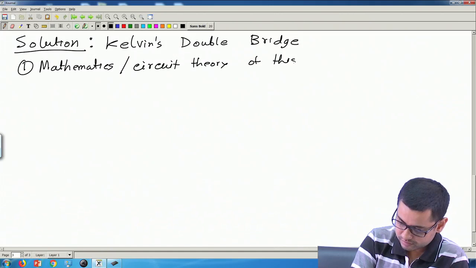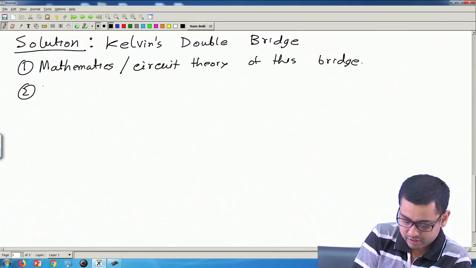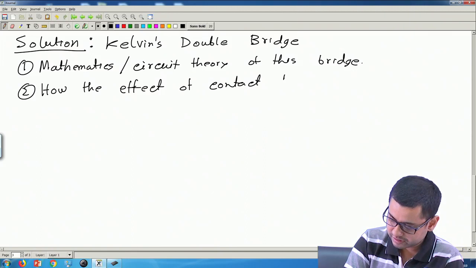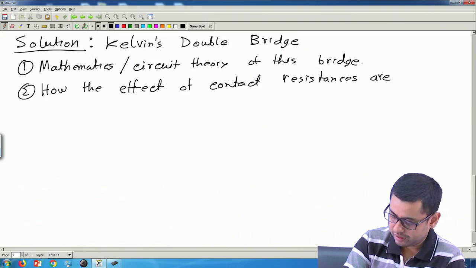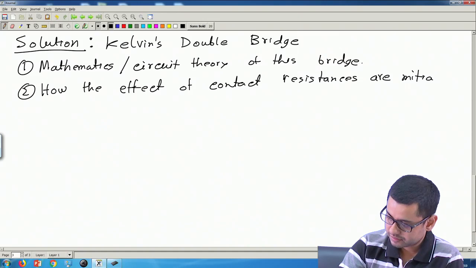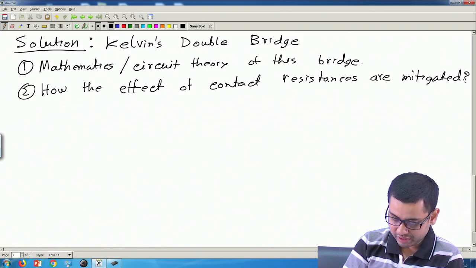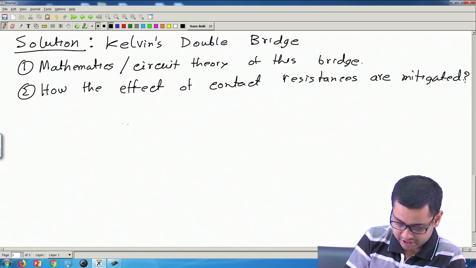And then we will talk in more detail how the effect of contact resistances or terminal resistances are mitigated, okay, or how the problem of contact resistance is solved. So, these two topics we will cover while talking about Kelvin's double bridge. So, first the circuit theory, the circuit.